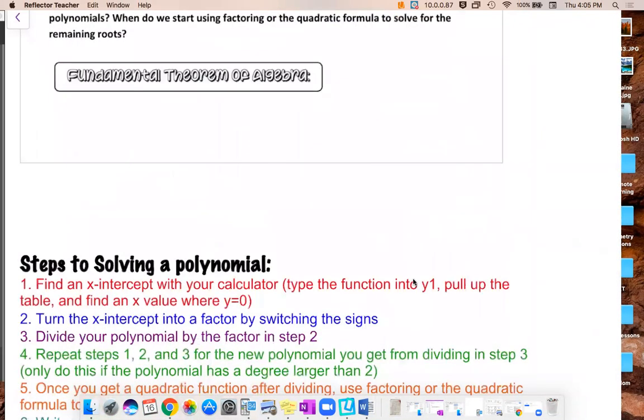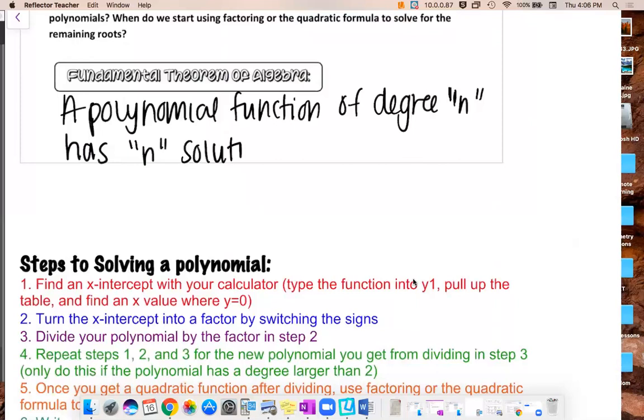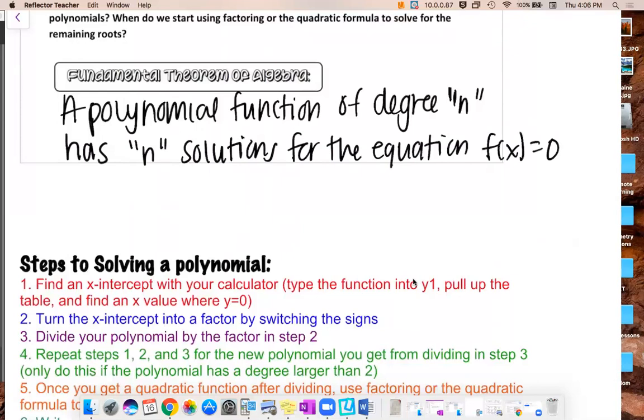And all it says is a polynomial function of degree n, meaning anything, has exactly n solutions for the equation f of x equals 0. So all that means is that the degree of your polynomial tells you how many solutions you should have.